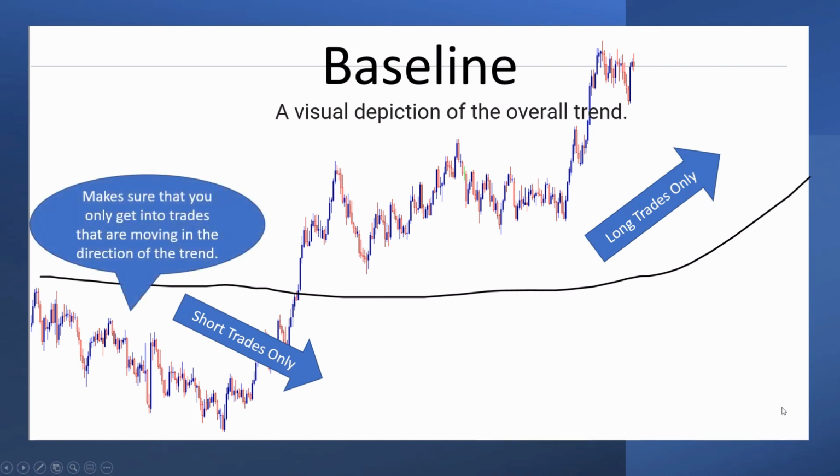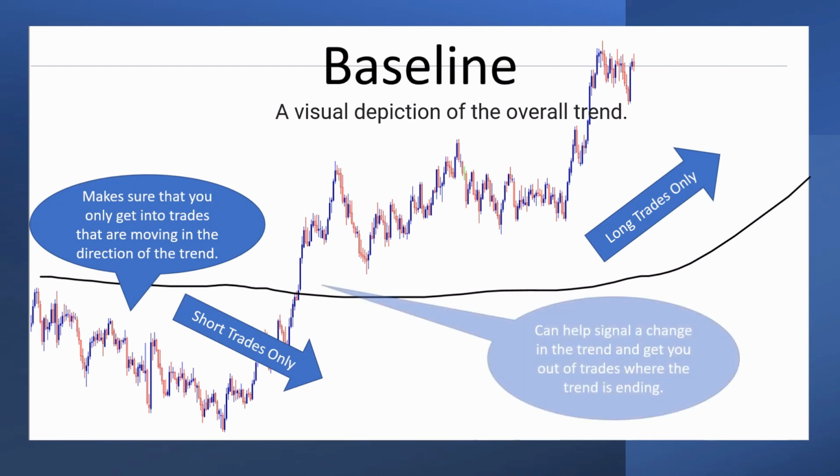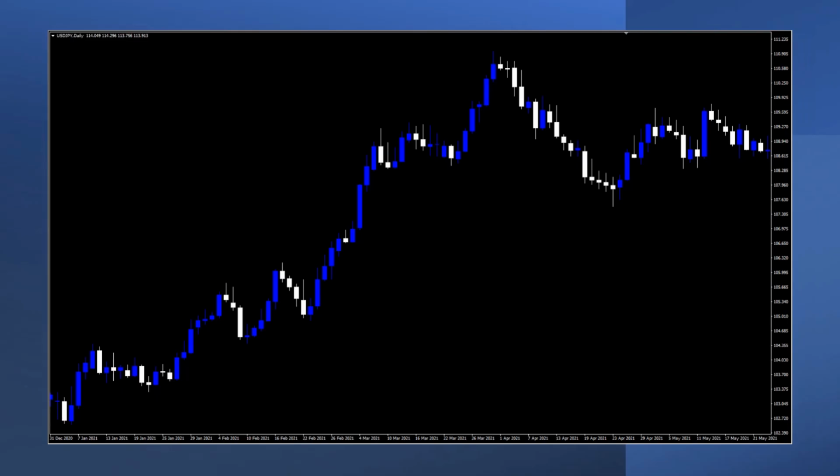And again, it makes sure that you only get into those trades that are moving in the direction of the trend. And the other thing is, it can really help signal when that trend is changing, and it'll help you get out of trades before that trend really ends. So here we have just a regular chart again. We've got up candles and we've got down candles. So let's throw a moving average on there.